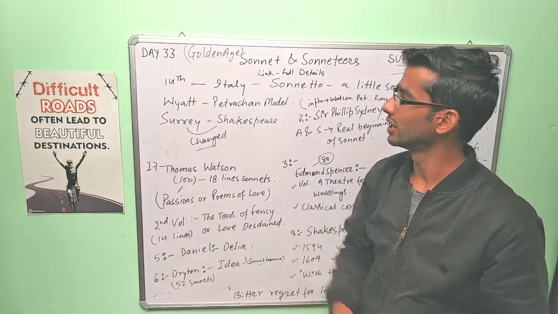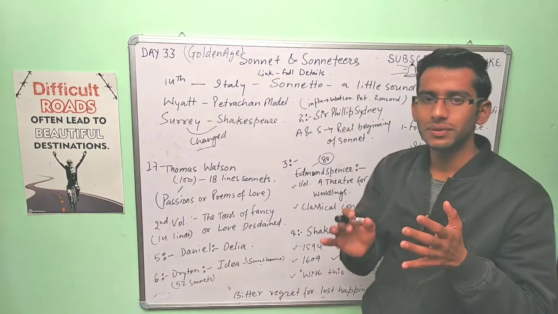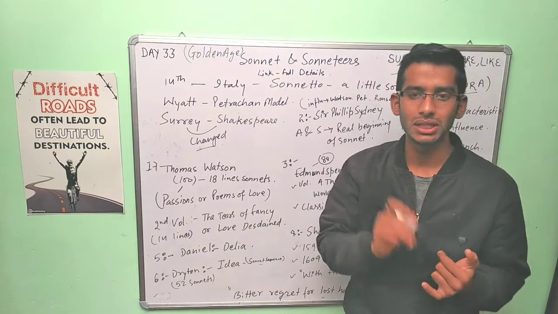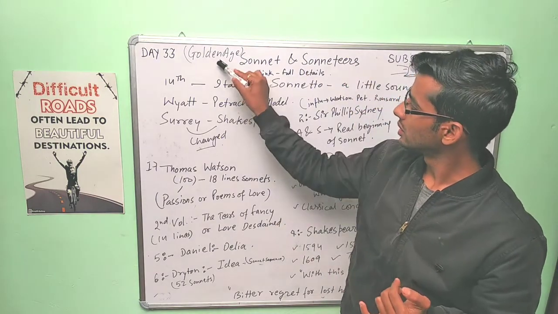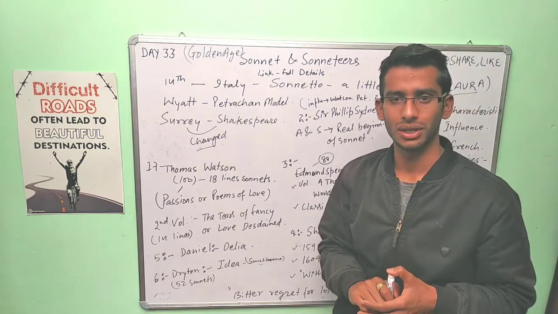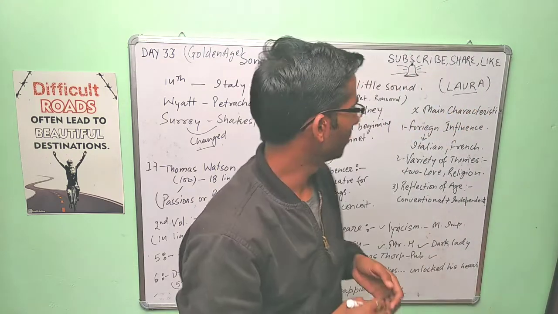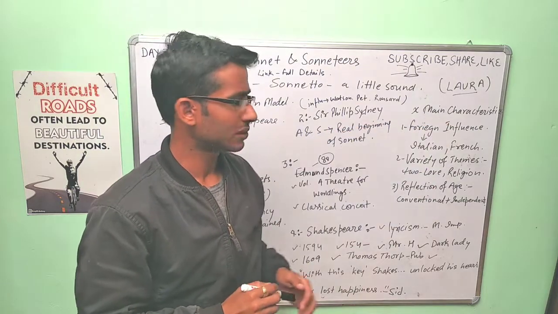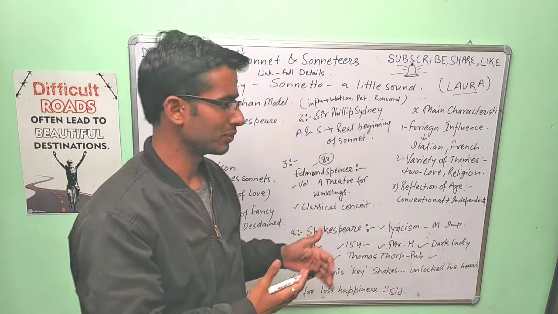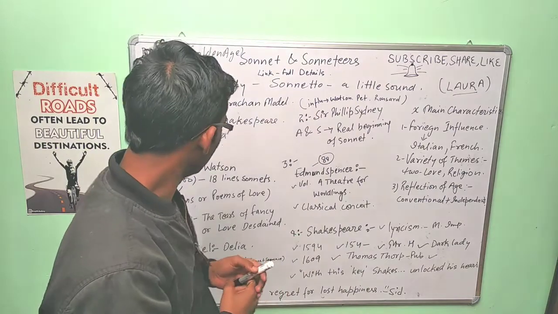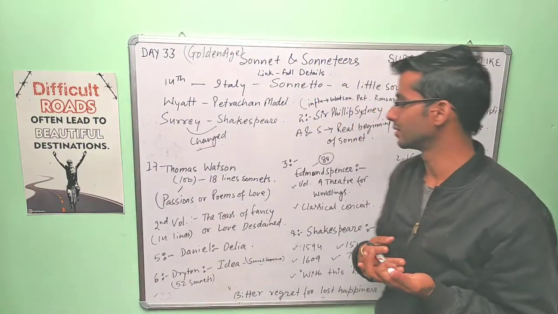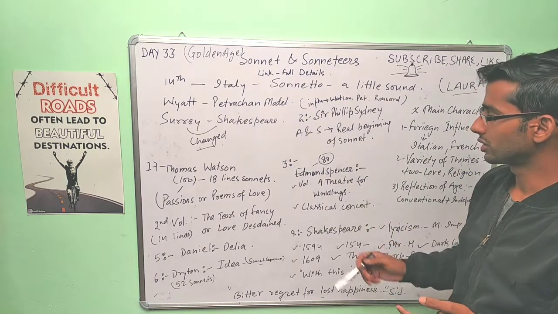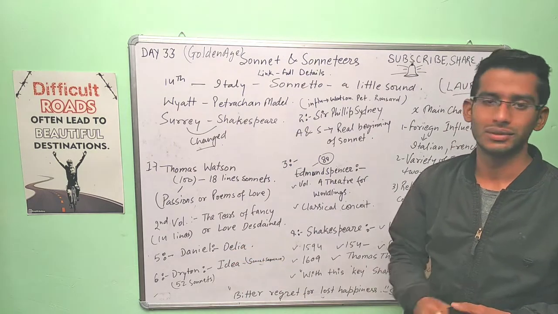Today is day 33. In today's video, we are going to talk about sonnet and sonneteers of the age of Shakespeare. This is called the golden age for sonnets. In this video, we will be talking about the main characteristics of sonnets of this time, meaning the age of Shakespeare, and we will be talking about six sonneteers: Thomas Watson, Edmund Spenser, Sir Philip Sidney, Shakespeare, Daniel and Dryden.